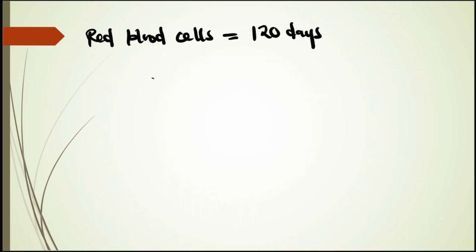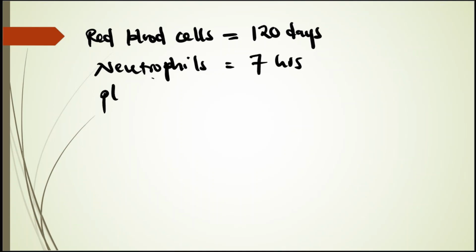Once these are formed, the red blood cells have a half-life, meaning that they are able to exist in the blood for about 4 months, which is 120 days. The neutrophils only last for about 7 hours after they are produced. The neutrophils are white blood cells, and the platelets only last for 10 days after they are produced. Now, all blood cells are produced from the bone marrow.